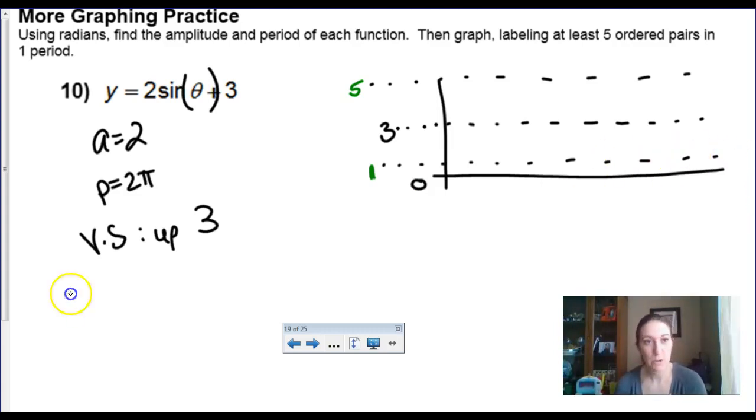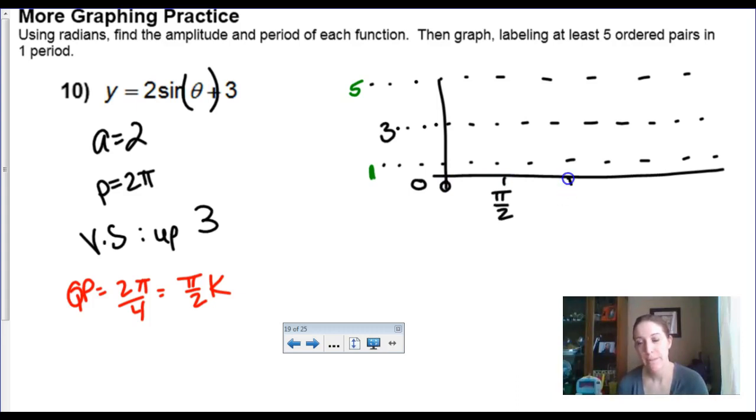So if I think about quartering the period of 2 pi, that's a real easy one for us to quarter because it's basically the unit circle quartered. So we're counting off by pi over 2s. I'm going to label on the actual x-axis because that way it's out of the way. This is 0. This would be pi over 2. This would be 2 pi over 2, which is pi. This will be 3 pi over 2. And this will be 4 pi over 2, which is 2 pi.